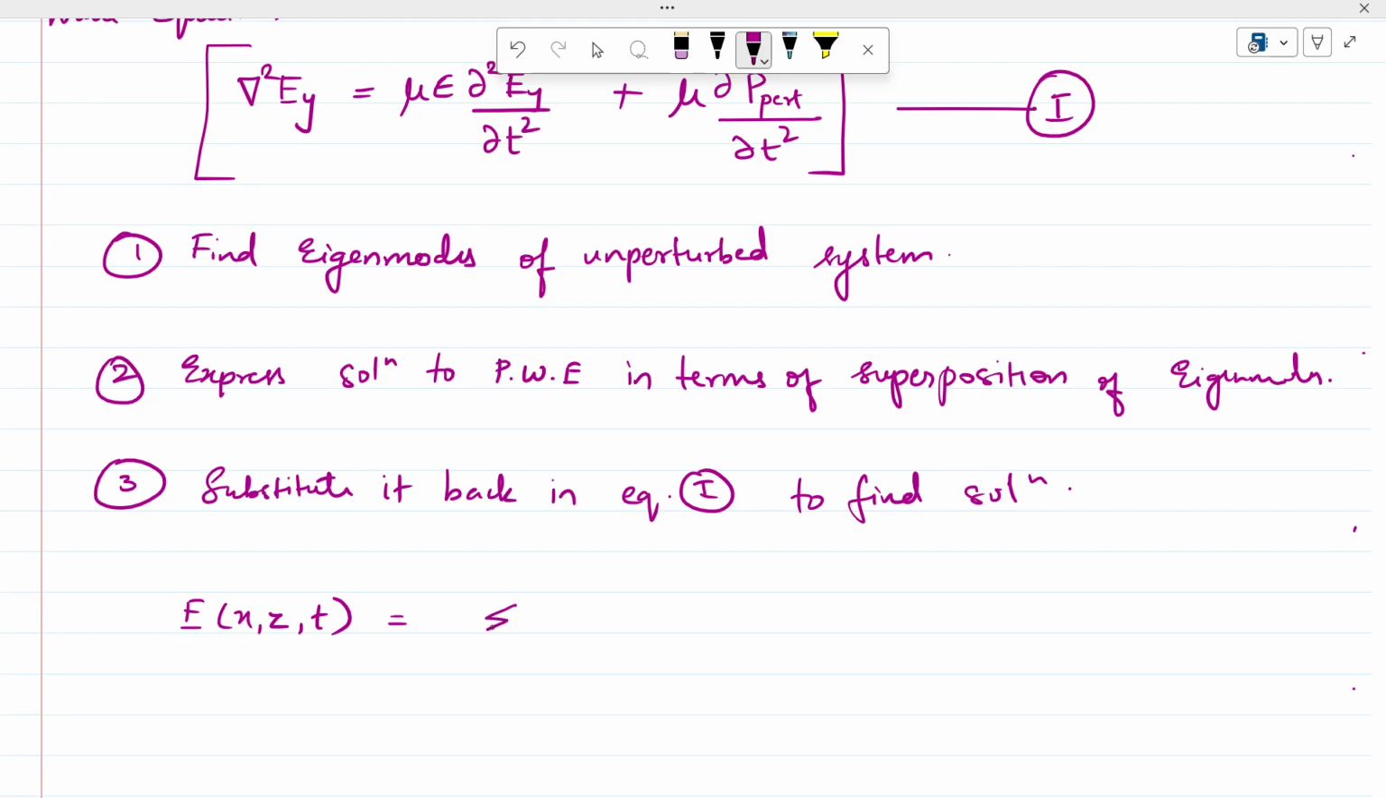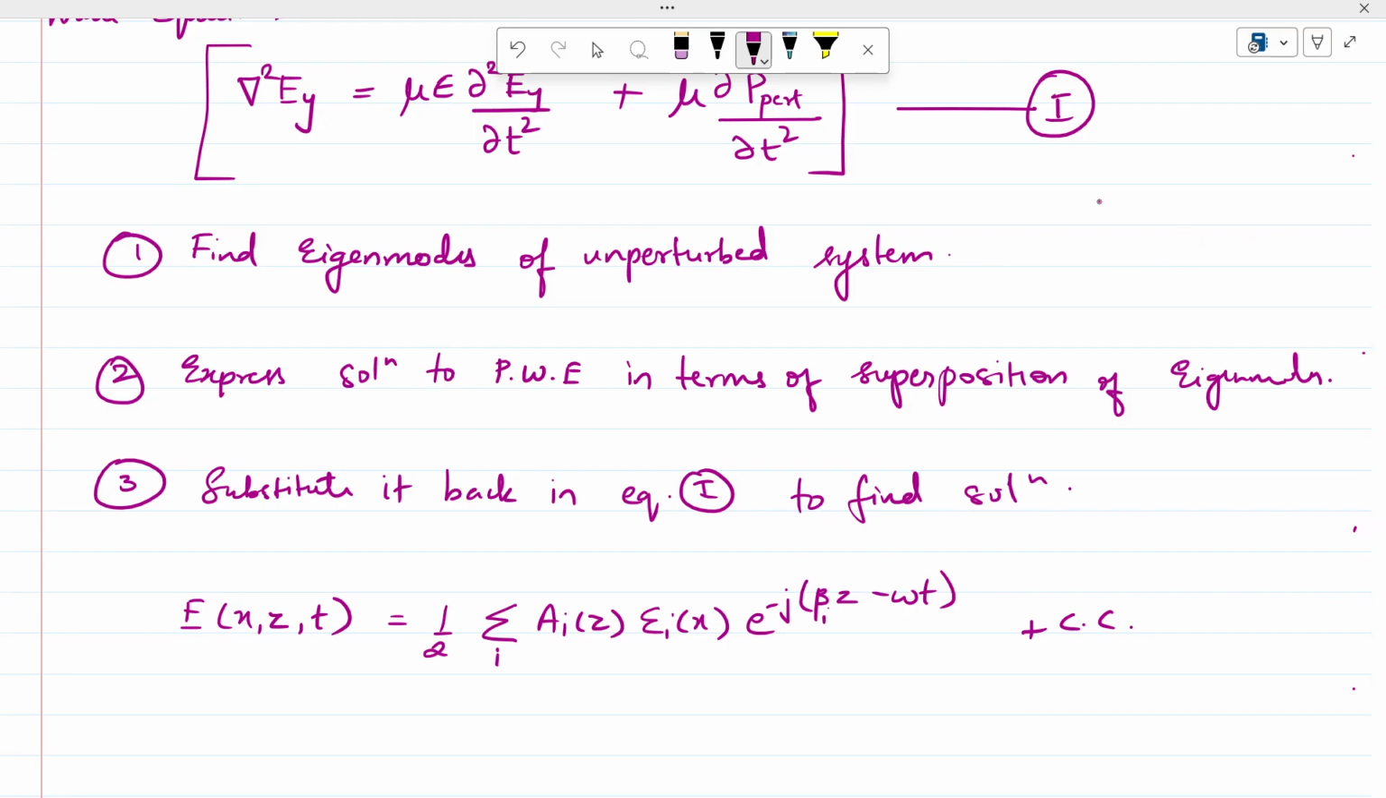superposition means I'll write the summation, I'll take the half outside the summation, half summation over all the modes, ai of z, then the mode profile along the x direction times the oscillating term, oscillations in the z and the time variable, plus the complex conjugate. So if you notice here, these are all the forward propagating waves.